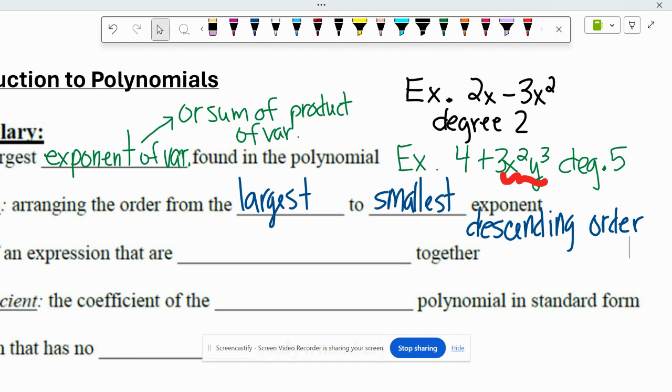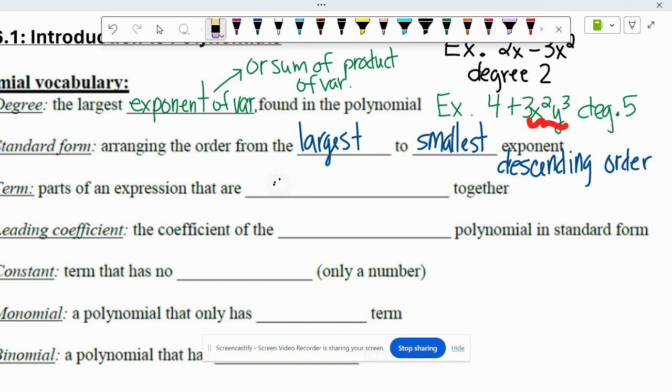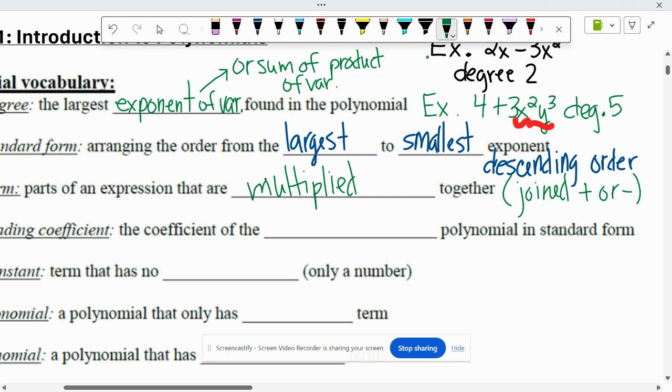Our next vocabulary word is term. And it says it's the parts of an expression that are, anybody know what a term is? Well, they're multiplied together. I'm going to put that they're multiplied together, and then I'm going to show you what I mean. Terms are things that are multiplied together, and they're joined by a plus or a minus.